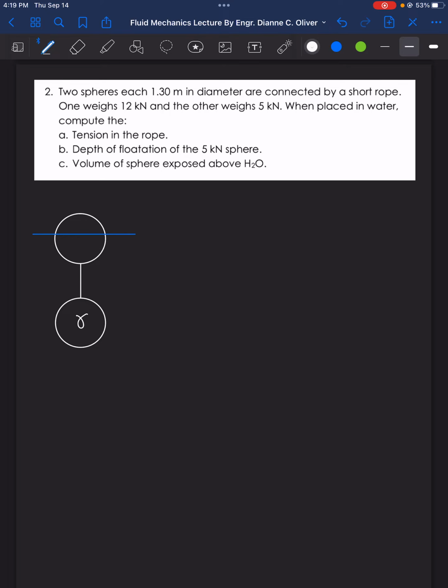So take note, if the gamma of these materials is lesser than the water, therefore it is less dense, right? Because the denser the material, the more it is submerged in the liquid or the water.